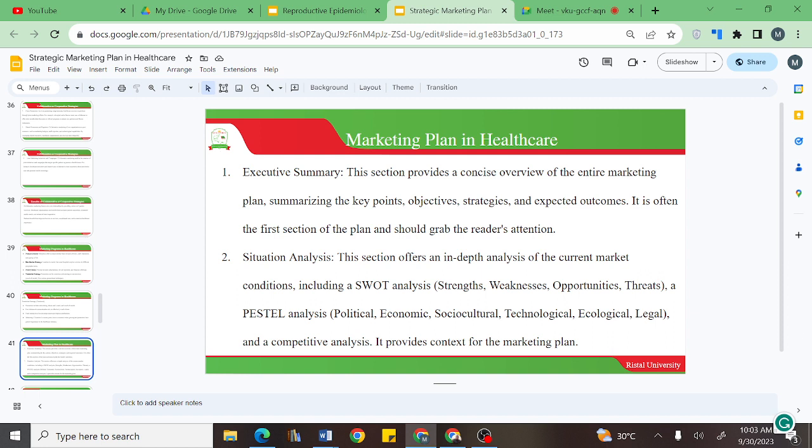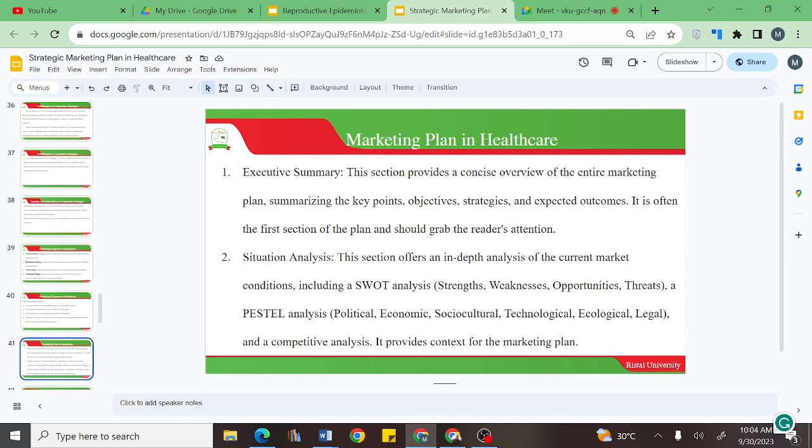So lastly, having done the analysis and having chosen all the strategies that you want to implement, you can now finally look at the marketing plan, that is, write the marketing strategy that you have. You write this marketing plan for the hospital or healthcare organization. It will have the executive summary, which is a concise overview of the entire marketing plan. And then it will have a section on situation analysis.